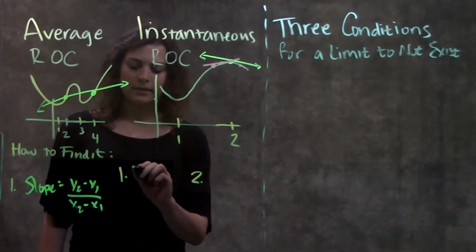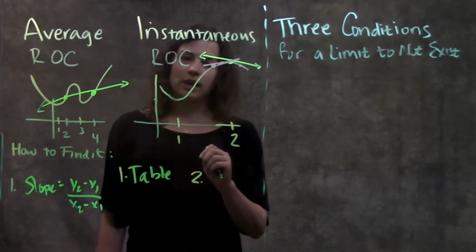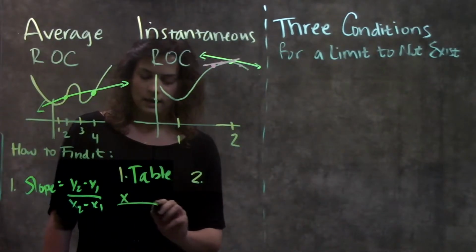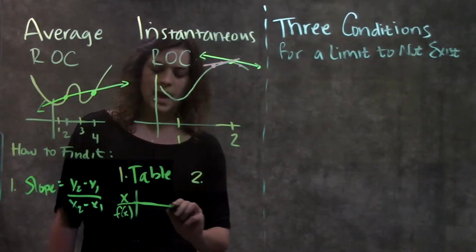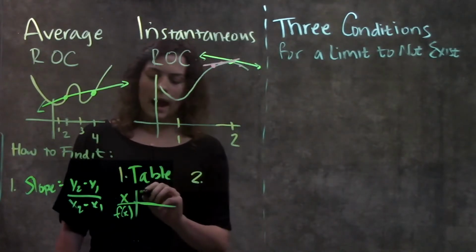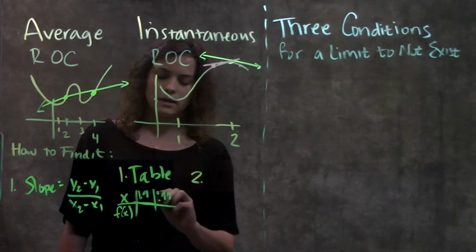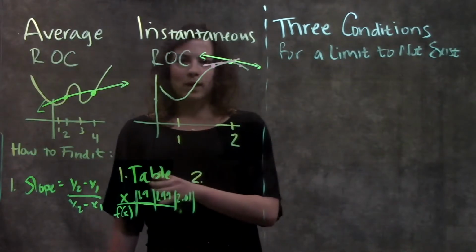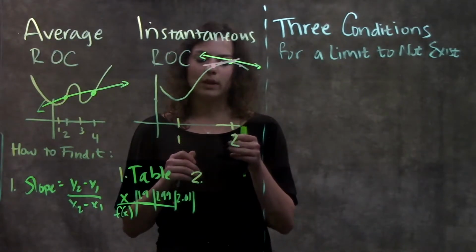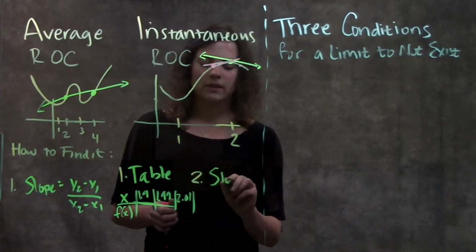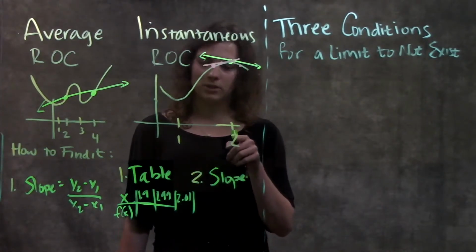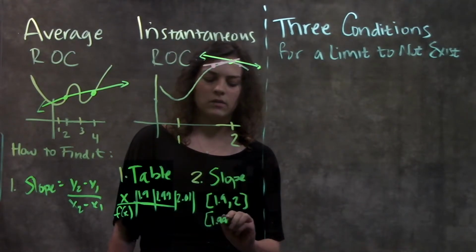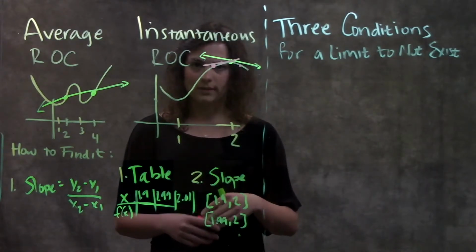Okay, so our step 1 is make a table. And like we just said, we're going to plug in points closer and closer to the value we're actually interested in. So here's my x, here's my f of x. If I'm interested in the slope at x equals 2, I might plug in 1.9, 1.99, and then going from the other side, 2.01, 2.001, etc. So step 1 is make a table of values approaching my point of interest. Step 2 is actually find the slope between those values and what I'm interested in. So I'd find the slope between 1.9 and 2, 1.99 and 2, and so on until I go through all my points.